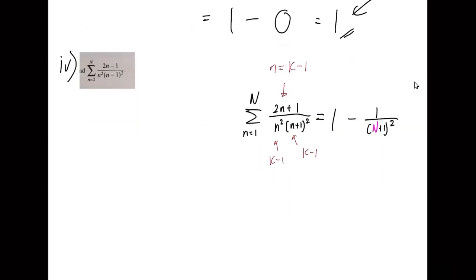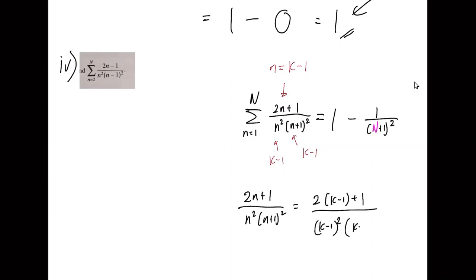Let's see what happens. The expression (2n+1)/(n²(n+1)²) will actually become (2(k−1)+1)/((k−1)²((k−1)+1)²). Simplify: 2k−2 plus 1 is 2k−1, all divided by (k−1)² times (k−1+1), where the −1 and +1 cancel off. You're left with just a k².